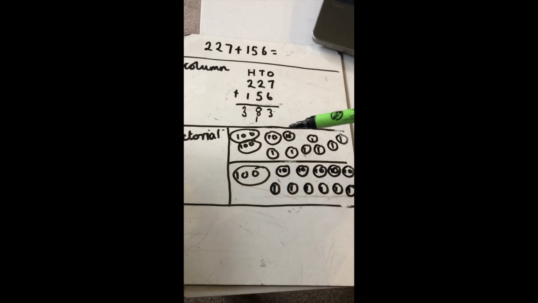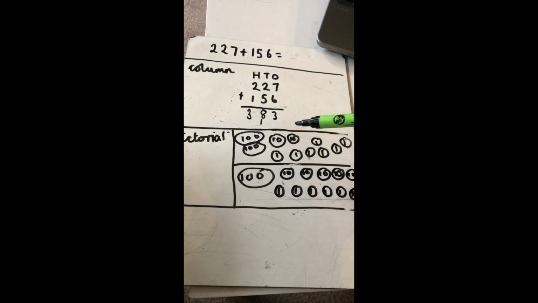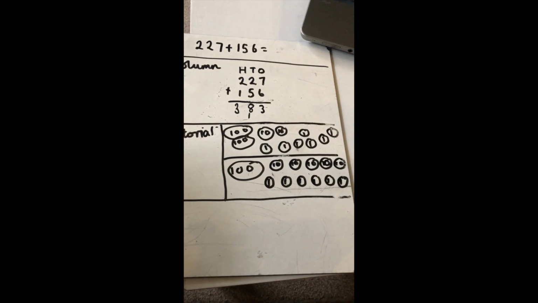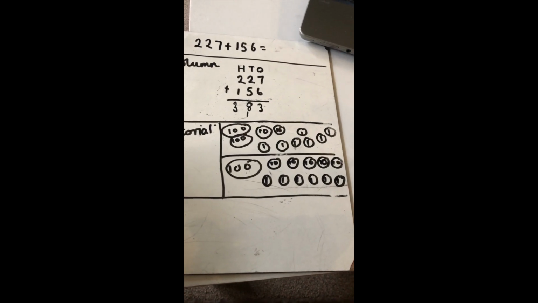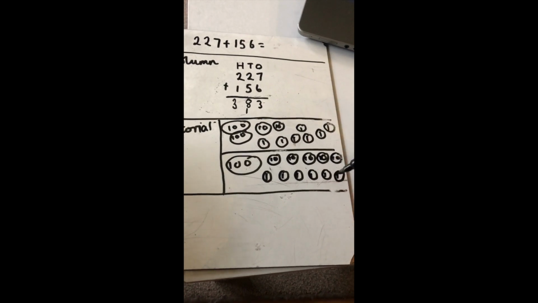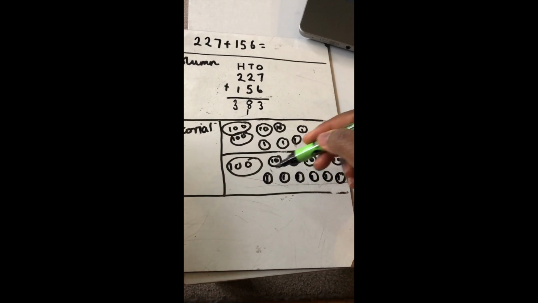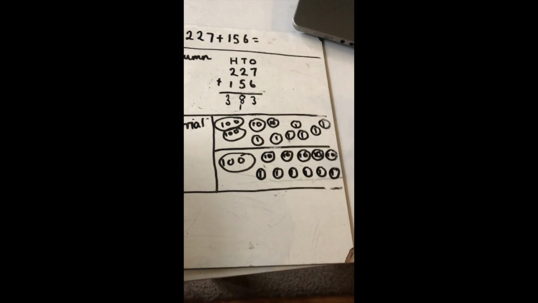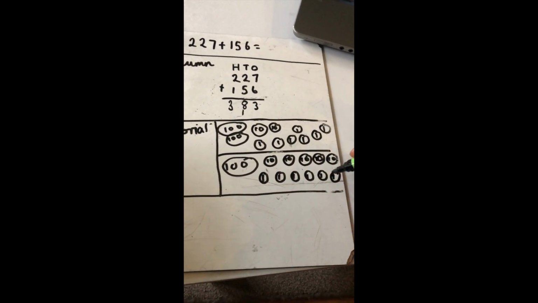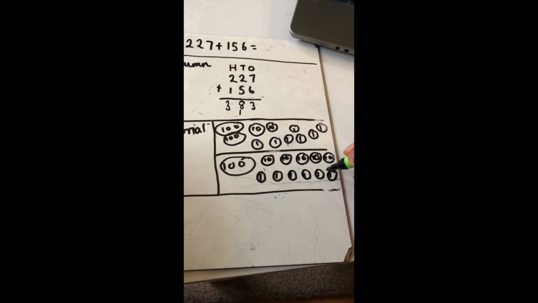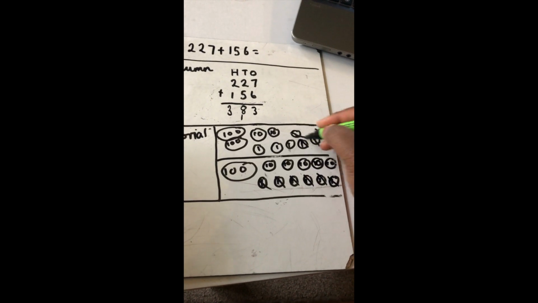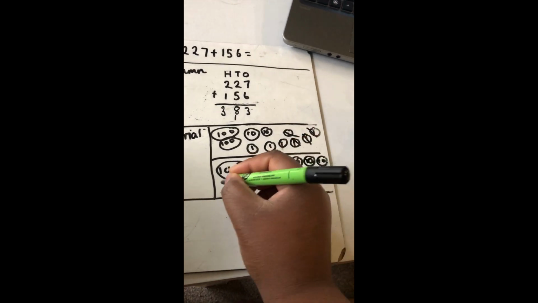So I've already drawn out my numbers, 227 and 156. So I always start with my ones. So 1, 2, 3, 4, 5, 6, 7, 8, 9, 10, 11, 12, 13. So I have 13 ones. I know that I will have to regroup, so I'm going to cross out 10 of those ones. And I'm going to turn that into a 10.